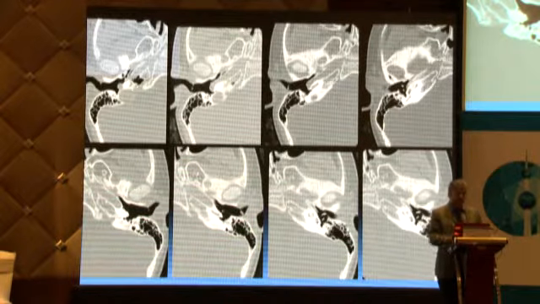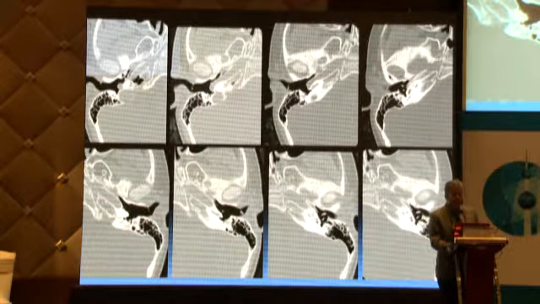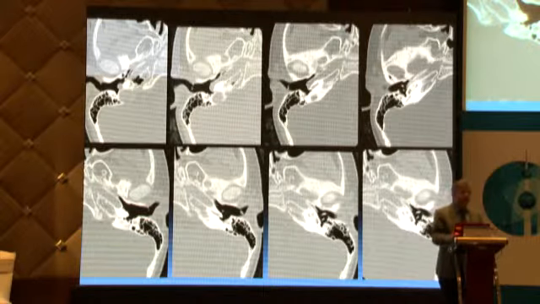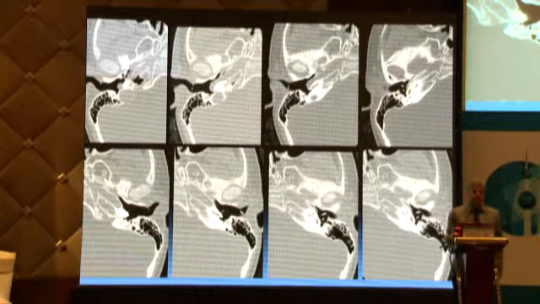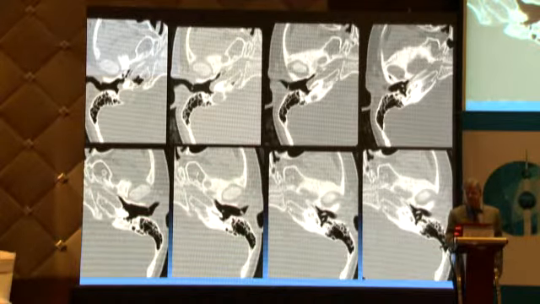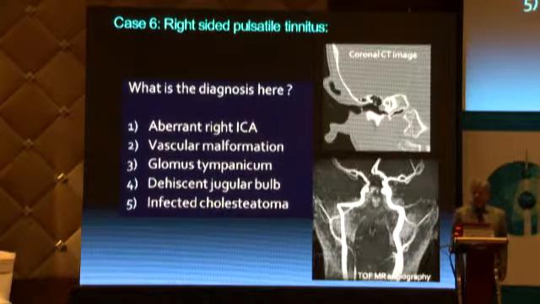And look at these CT scan images on the right side. These are the right CT scan images. These are the left CT scan images. So this is the normal side. That is the abnormal side. So look at it carefully, and then we have a question for you. So this is the cochlea, the petrous ICA over here. And then what is the diagnosis over here?